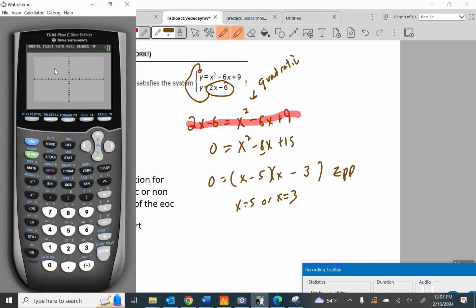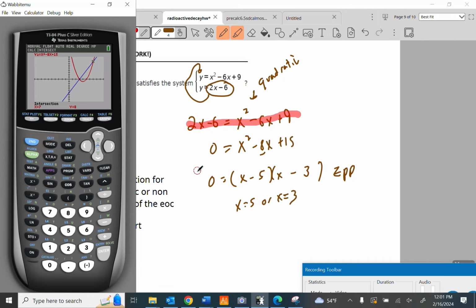Anyways, Zoom 6. We should see a line and a quadratic. There's the line. Should start seeing a quadratic come in pretty soon. Should cross here and there. 2 answers. Second trace 5. Get close. That looks like 3 to me, by the way. 3. Second trace 5 again. Get close to the next one. It ought to be 5. Enter, enter, enter. 7.